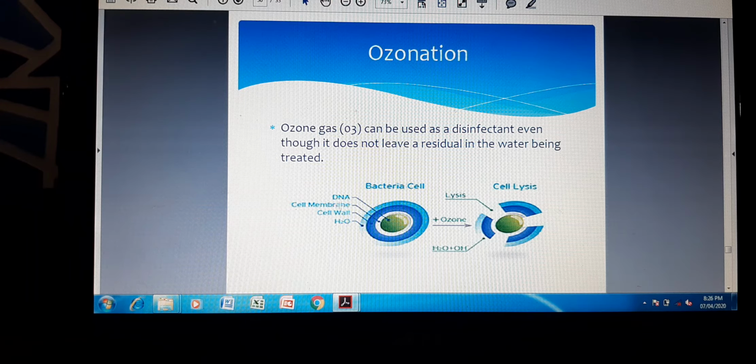DNA is there, cell membrane is there, cell wall is there, and the overall cover of water molecules, that is H2O. When the bacterial cell comes in contact with ozone gas, what will happen? It will break down. Lysis will form, that is bacterial cell degradation, and cell lysis. Then H2O plus OH minus will separate. So this takes place in ozonation.